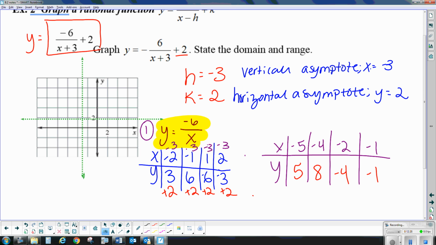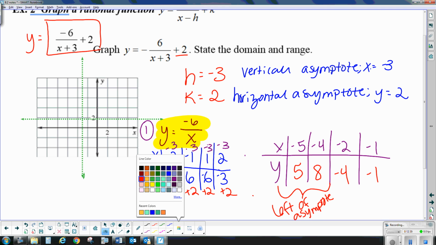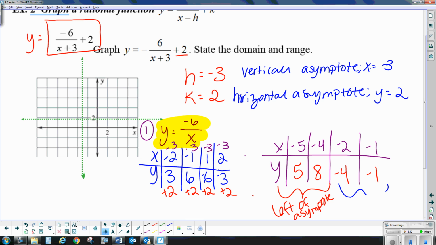Now I can go ahead and plot these. These points are to the left of my asymptote, and these points are to the right of my asymptote. So now I'm going to plot those on my coordinate plane. Once I have my points plotted, I'm going to draw a nice smooth curve that goes through my points, approaches my asymptotes, but does not actually touch them.